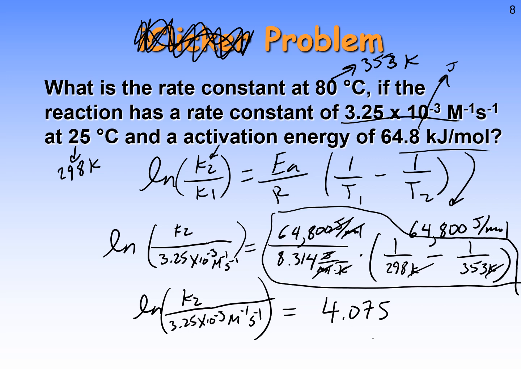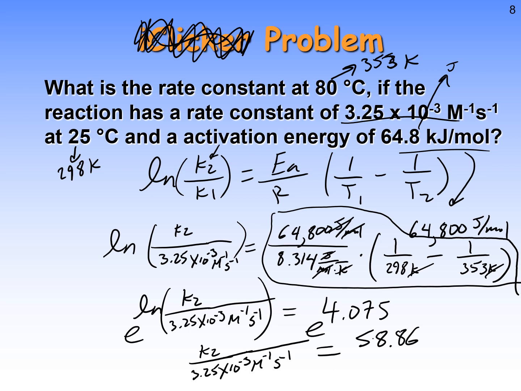So now I just need to get rid of the natural log. So I'm going to take e to both sides, right? And what I'm going to get then is K2 over 3.25 times 10 to the negative 3 molarity inverse seconds inverse is equal to about 58.86. Right, and the last step here, we just need to multiply by 3.25 times 10 to the negative 3 on both sides.